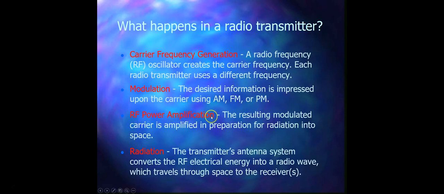RF power amplification, where RF stands for radio frequency. This states that the resulting modulated carrier is amplified in preparation for radiation into space. Radiation: the transmitter's antenna system converts the radio frequency electrical energy into the radio wave, which travels through space to the receivers.